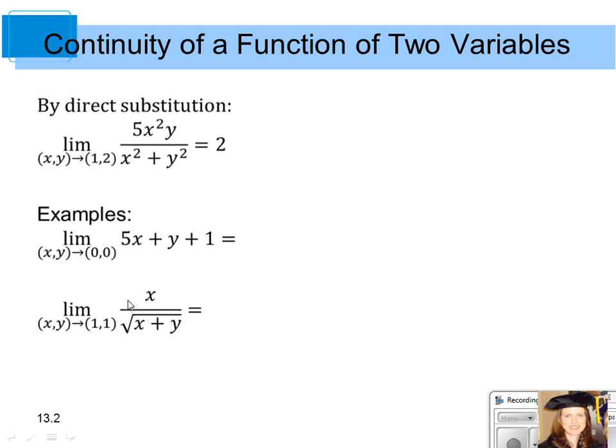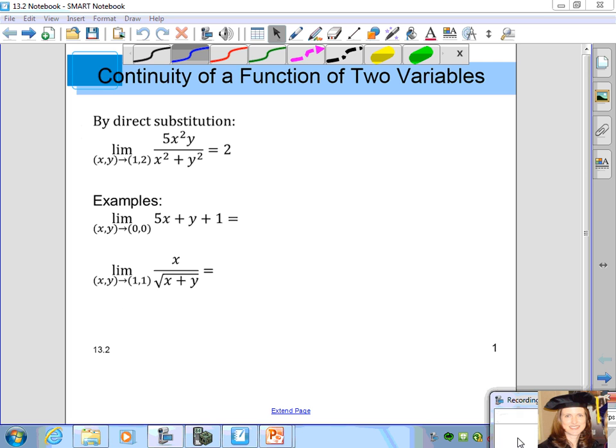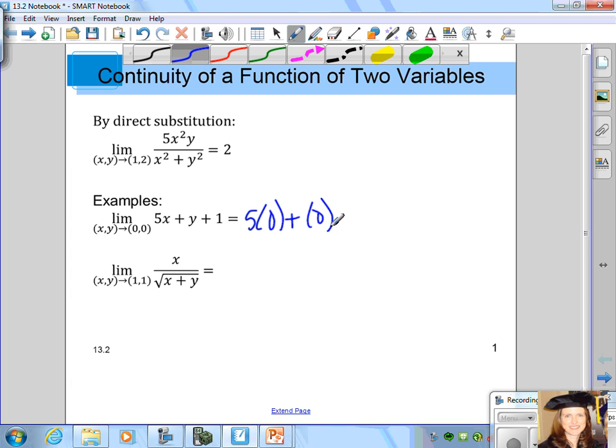Let's look at the next two limits. Find the limit as (x, y) approaches (0, 0) of 5x plus y plus 1, and find the limit as (x, y) approaches (1, 1) of x over the square root of x plus y. So by direct substitution, for the first one, the limit as (x, y) approaches (0, 0), plugging in 0 for x and 0 for y, and simplifying you get 1. So the limit of that function of two variables is equal to 1.